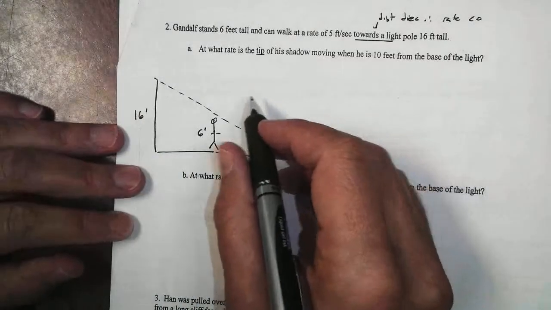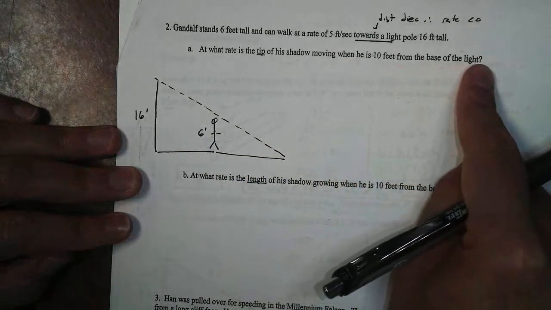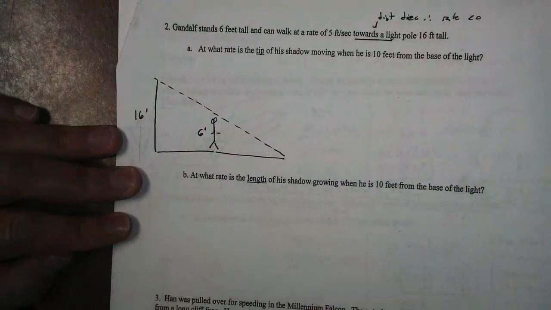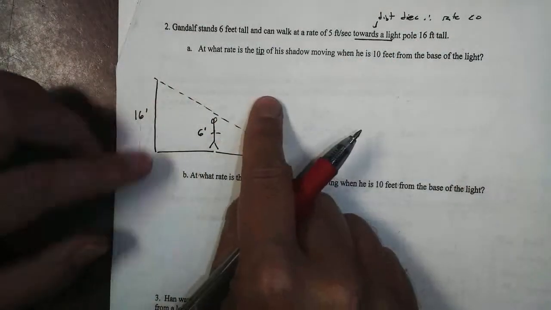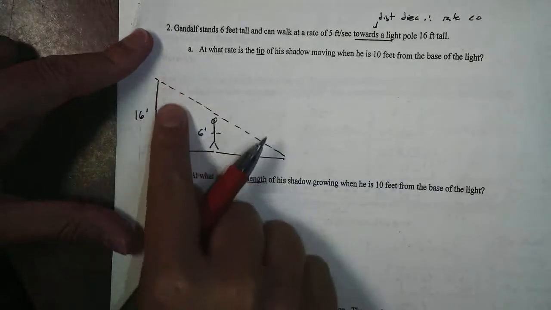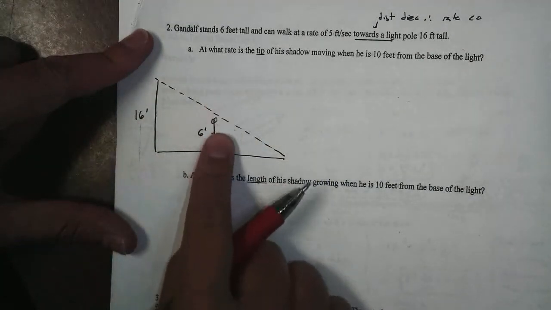The question says, at what rate is the tip of the shadow moving when he is 10 feet from the base of the light? So we have a bunch of distances right here. So let's start thinking. Anything that changes gets a variable. Notice the height of the lamp doesn't change, so I just keep that at 16. Neither does Gandalf's height. It never changes.